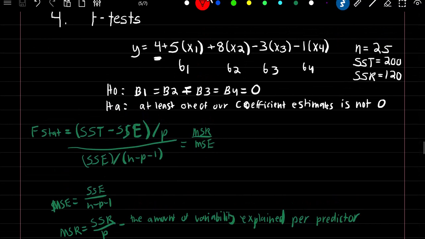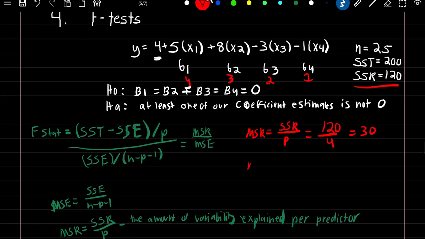Okay, so here we have the example of 4 plus 5x1 plus 8x2 minus 3x3 minus 1x4. Our null hypothesis is going to be that all these coefficient values are equal to 0, and our alternative hypothesis is that at least 1 is not equal to 0. If we want to solve for this, we can first solve for our MSR. Our MSR is equal to SSR over p. Our SSR value is given to us as 120, and p, our number of predictors, is just going to be 1, 2, 3, 4, to get a value of 30. Now I'm solving for our MSE.